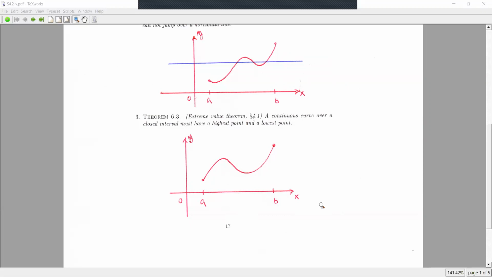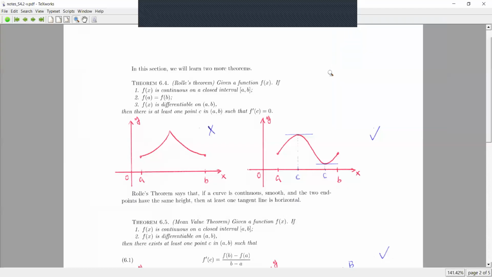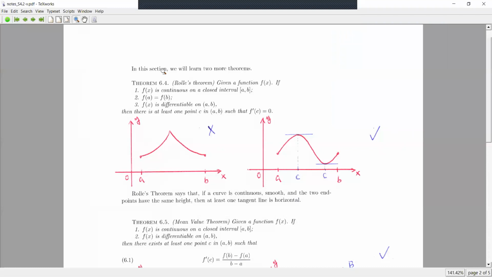Now, next, we study two more theorems today, Rolle's theorem and mean value theorem. Let me present the theorems first before I show you examples. If you draw diagrams, it is easy to understand these two theorems.